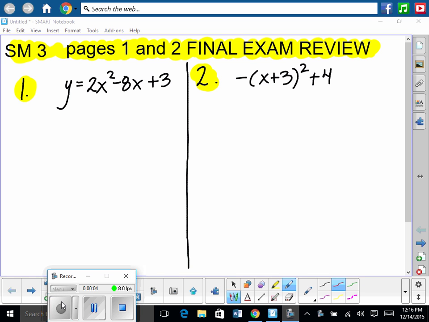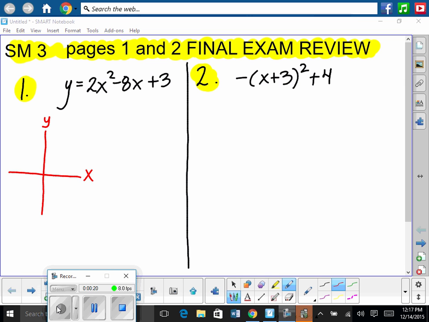So in problem number 1, it says graph each function, identify the axis of symmetry. So I'm going to just do a rough sketch since it says graph. So we have our XY chart. I take my calculator and I just type it in. I know you know how to type it into your calculator, so I'm probably not going to spend the time doing that. But if you graph it in your graphing calculator, it looks something like this.